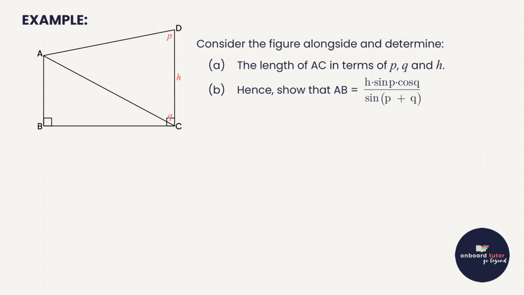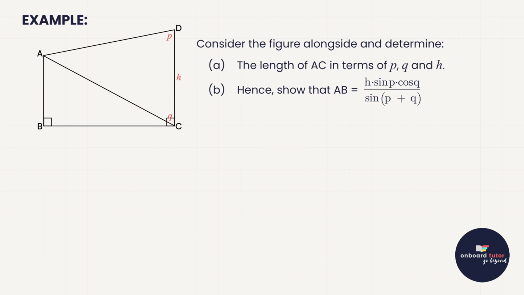Let's look at one of these examples that always seems to stress everyone out. So consider the figure alongside and determine the length of AC in terms of P, Q, and H. So my students say to me, ma'am, there are no numbers here. I don't know what to do. Okay, let's just try and stay calm. P, H, and Q, those are perfectly acceptable variables that we actually do know how to work with.